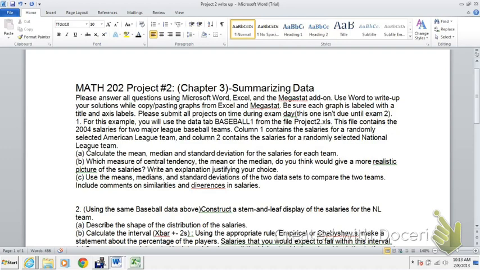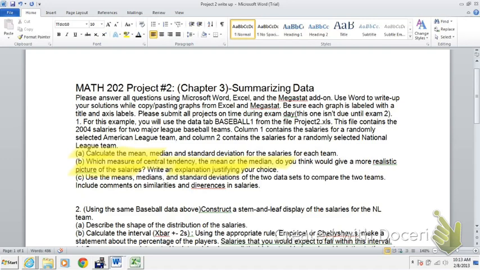Okay, so I'm just going to highlight here. For part A, calculate the mean, median, and standard deviation of the salaries. We did that. And then it says, which measure of central tendency, the mean or the median, do you think gives a more accurate picture of the salaries? And write an explanation. I'm going to give you a hint. When there's skew in your data, you're supposed to report what? So which measure is more resistant to outliers, the mean or the median?